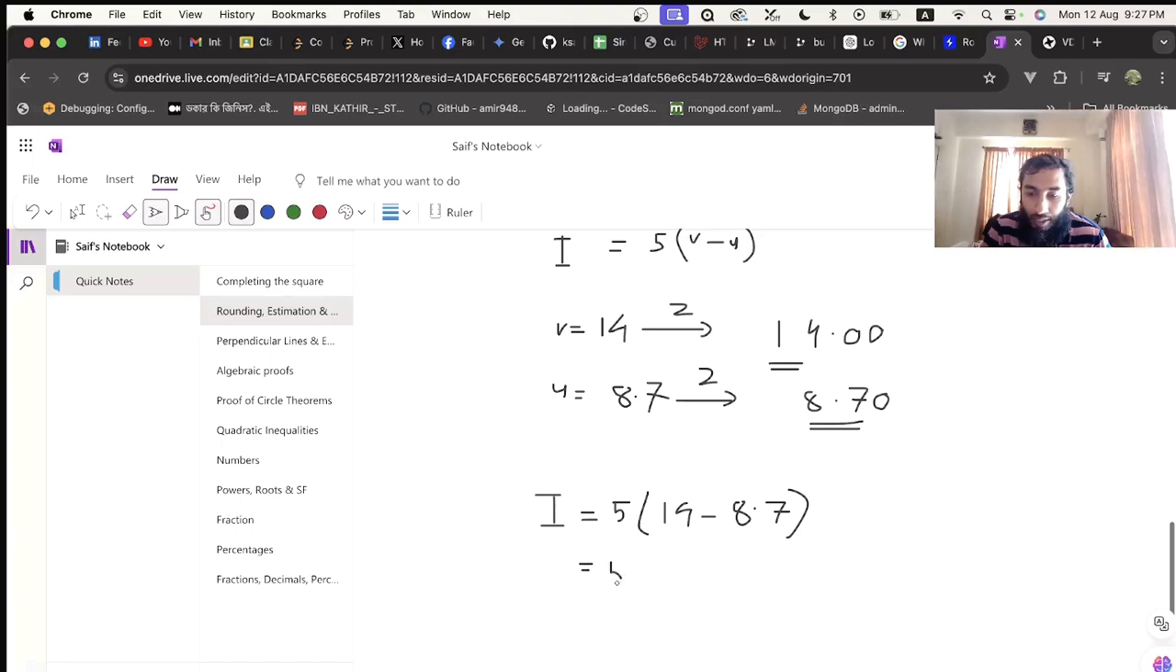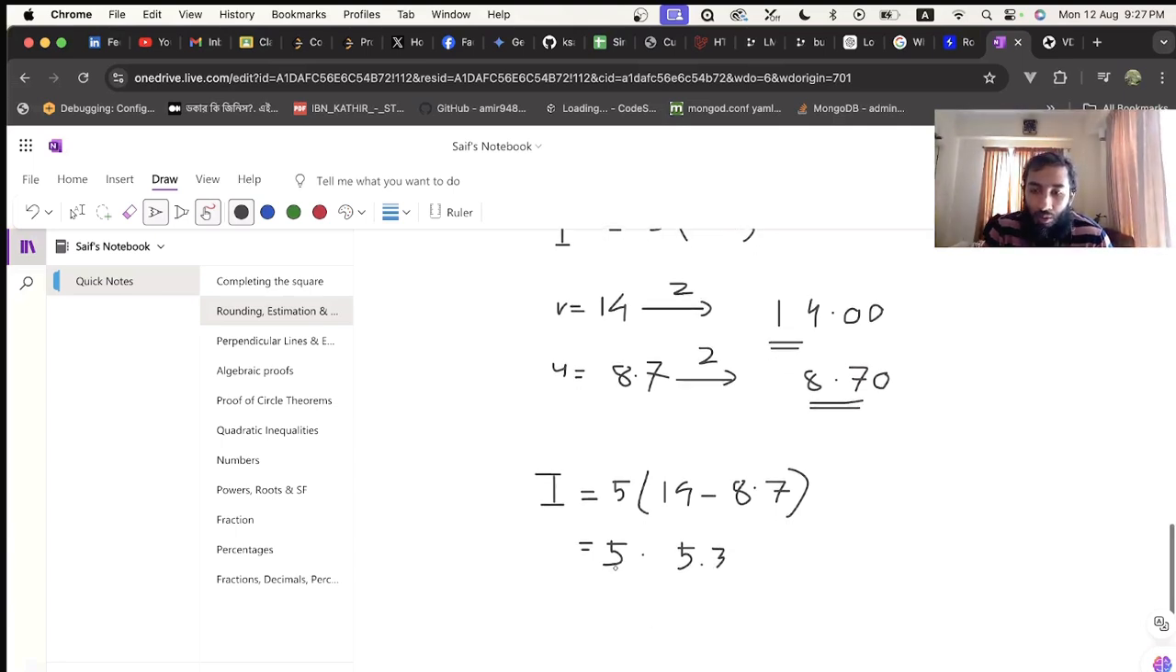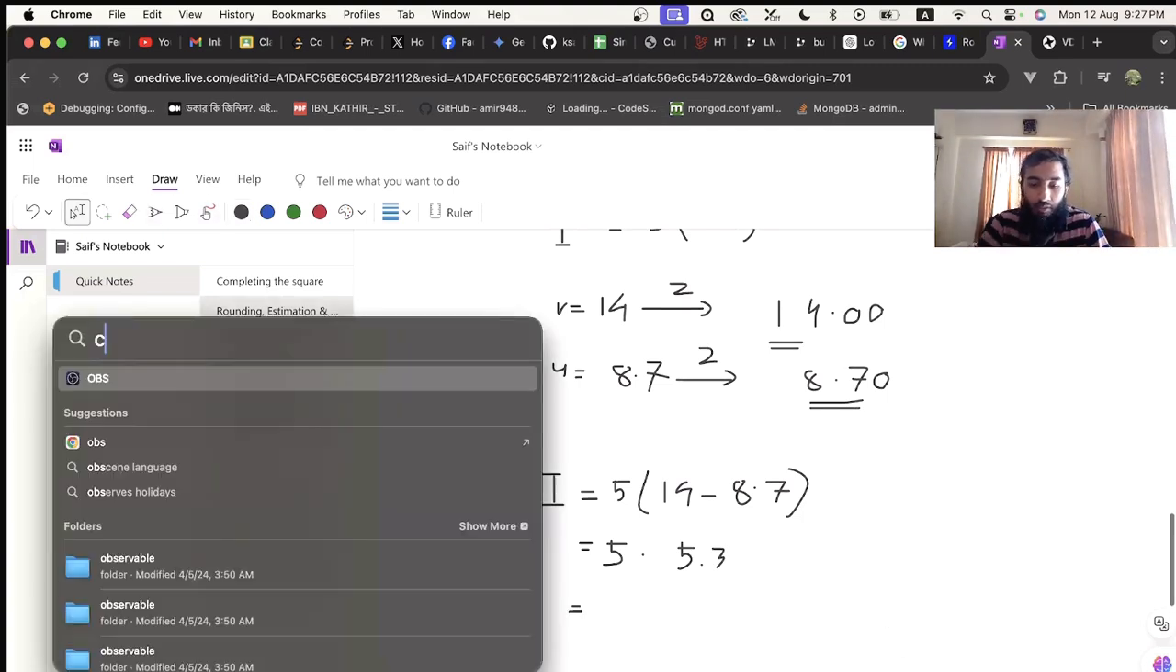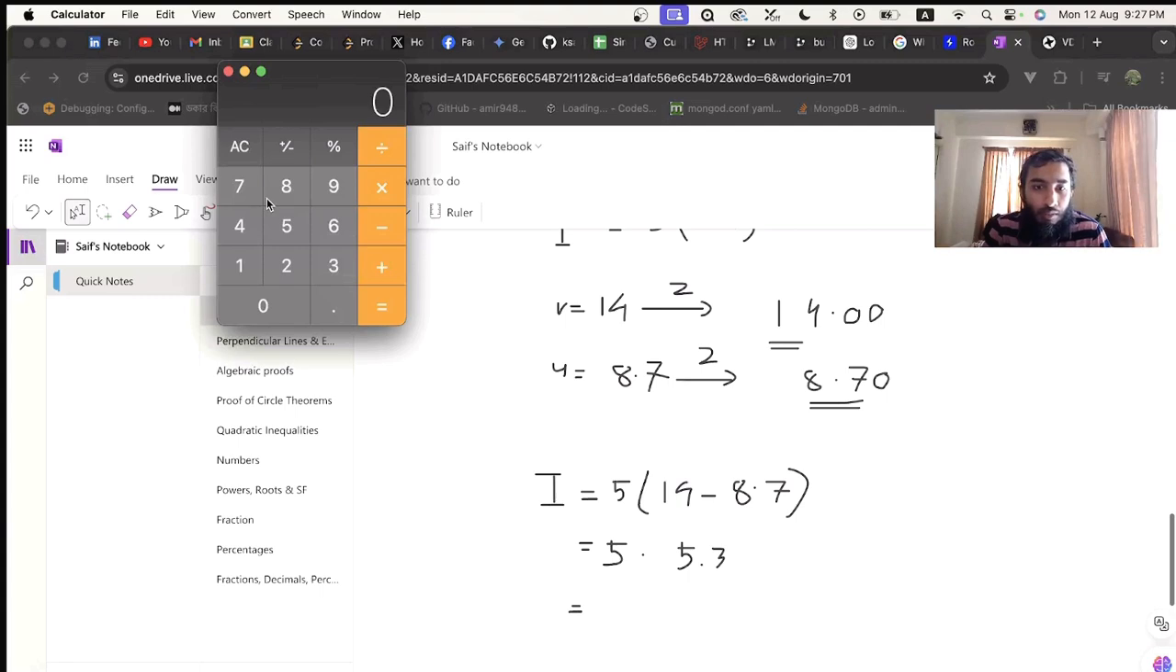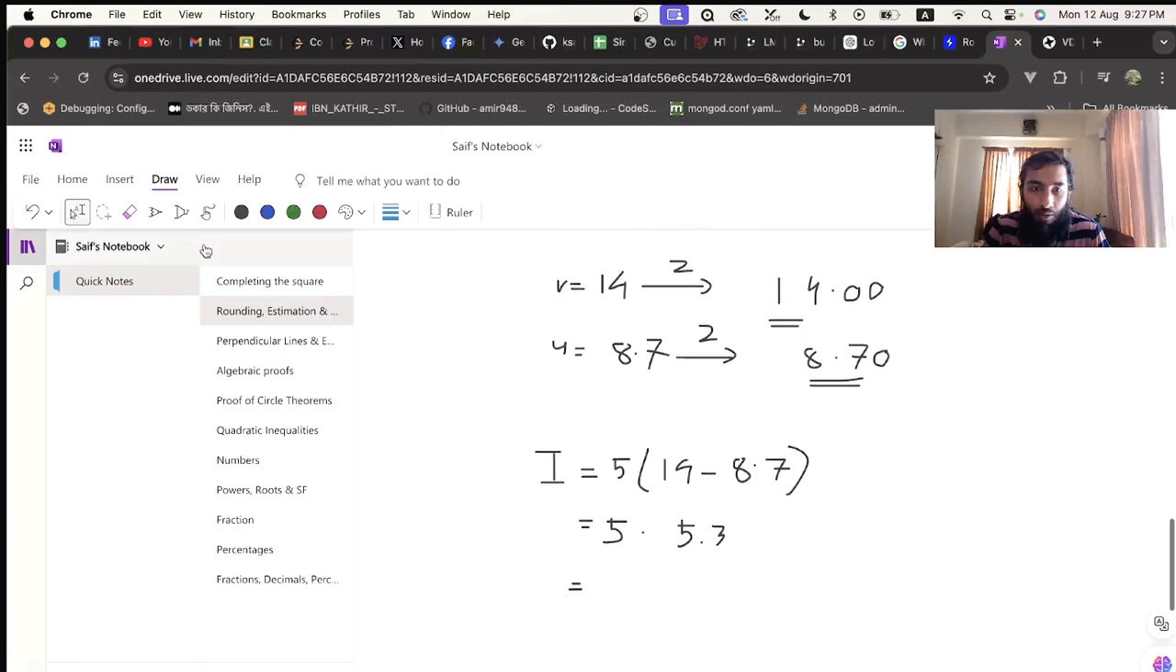5 multiplied by 5.3. Right, 14 minus 8.7 is 5.3. So what is 5 multiplied by 5.3? Let's use the calculator. Let's say 5 multiplied by 5.3. So this is 26.5.